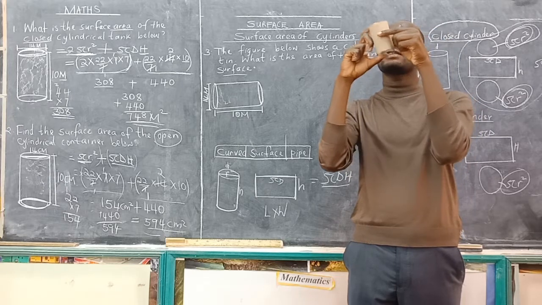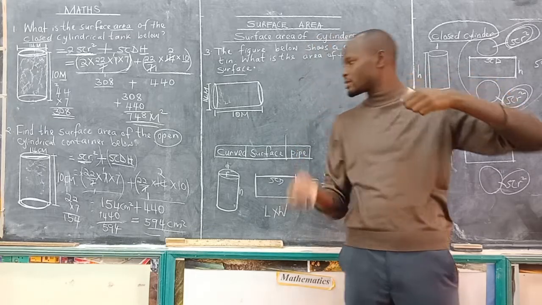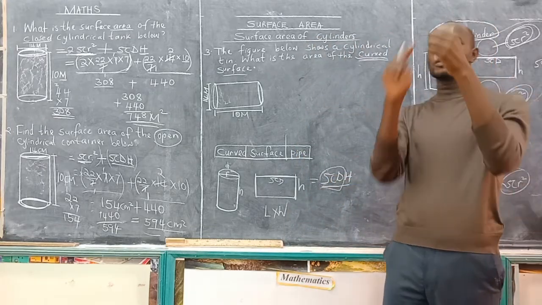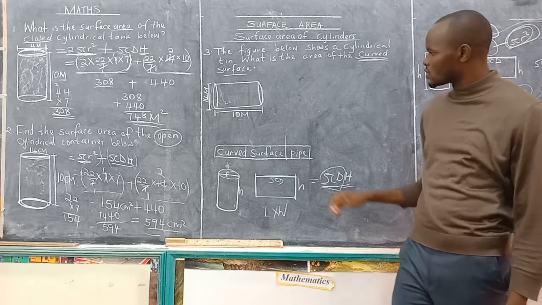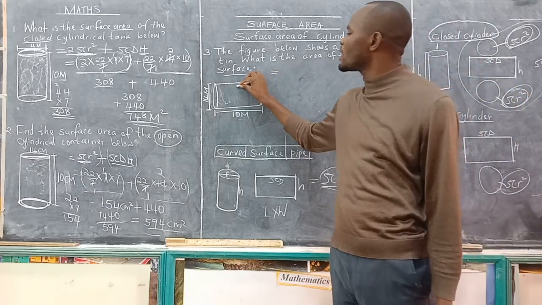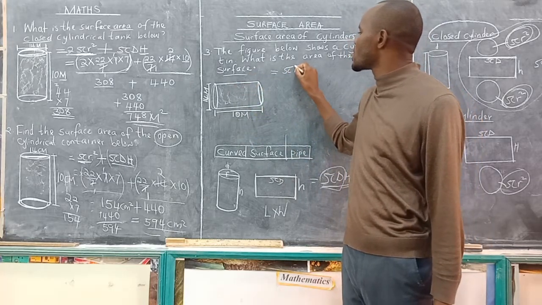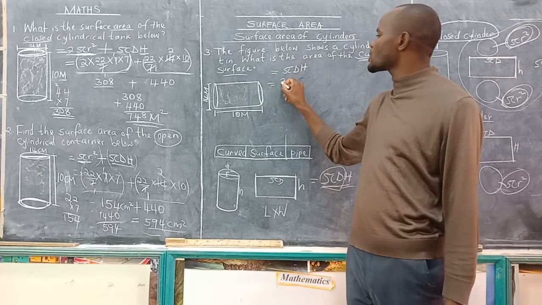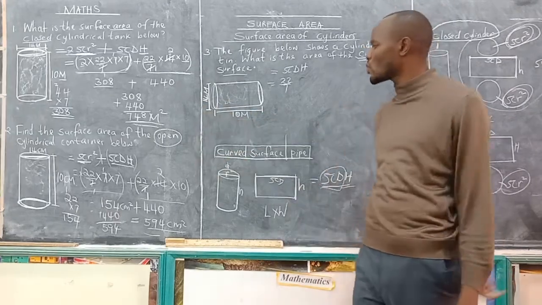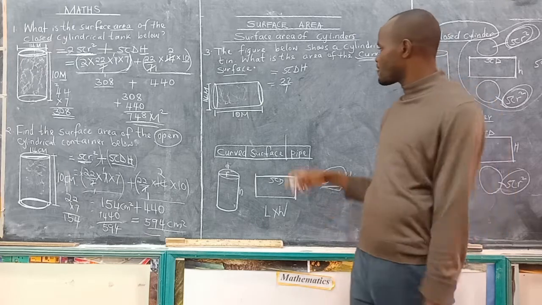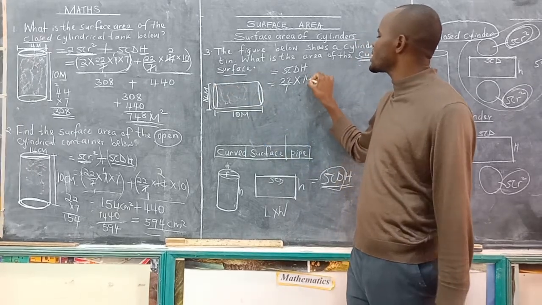You're just getting the surface area of this rectangle, and this distance is called the circumference, pi times diameter, then you multiply by the height, length times width. So what is the formula? Surface area of the curved surface is pi times diameter times height. What is the pi? You can use 22 over 7, or 3.14 if the measurements are not visible. By 7, so times the diameter, which is 14.